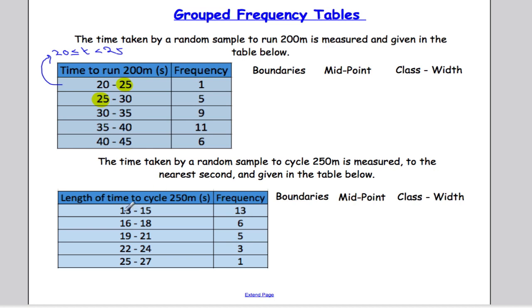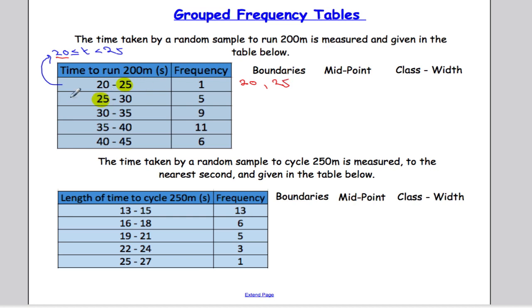Now if we look at the table down here, this 13 to 15 and then 16 to 18 seems to have a gap in it. Now I'll explain that in due course, but let's have a look at the boundaries for this frequency table here. Now, all I do is consider what was the lowest bound of this class interval here. Well, the lowest bound was 20 and the highest bound was 25.